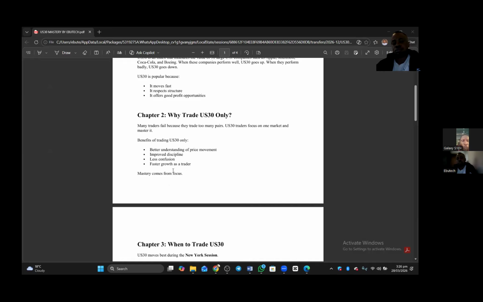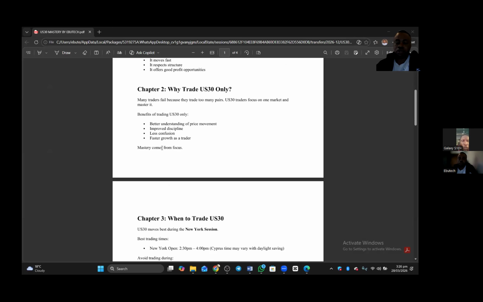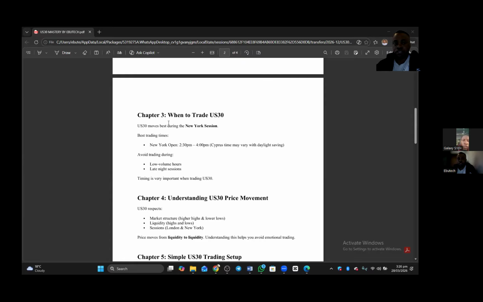Like I said, mastery comes from focus. As you can see, when you master a particular pair, it makes you focus more. When you focus, you get consistency, and you achieve your results. So in chapter 3, I'm just giving you a summary of everything. In chapter 3, when to trade US30, we have different time frames of trading. We have the Asian session, the London session, and the New York session. We have 3 sessions that we trade: Asian, London, New York.